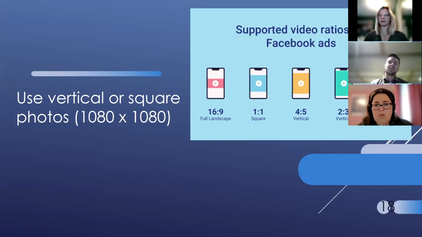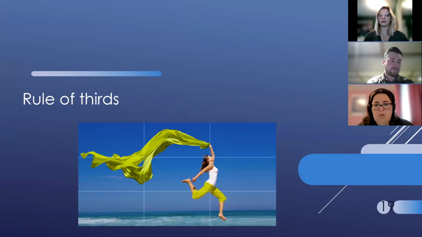And then, like I mentioned earlier, you're going to want to use vertical or square photos or videos, whatever it may be. As you can see, the 1:1 is what they recommend for Facebook, the 1080 by 1080 pixels. It looks really nice on the screen, and the vertical ones look good as well. But the full landscape is a really small image and it's hard for viewers to keep track of, and it's easy to scroll past something like that.